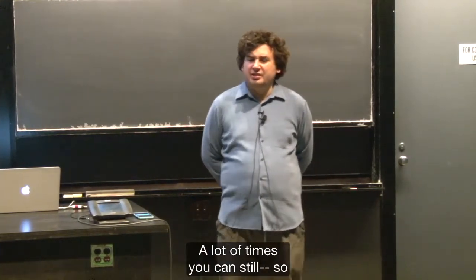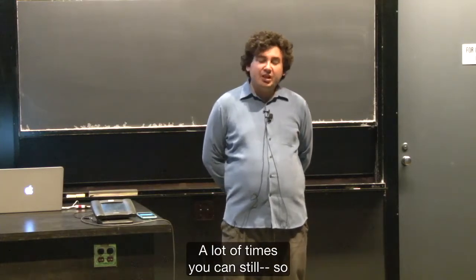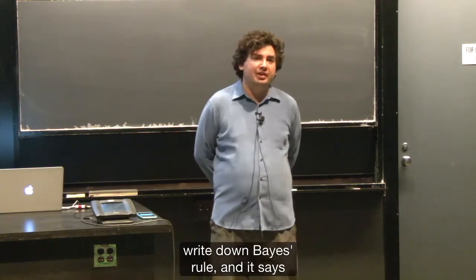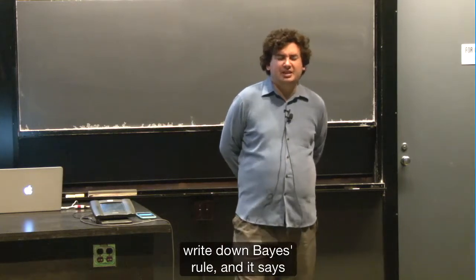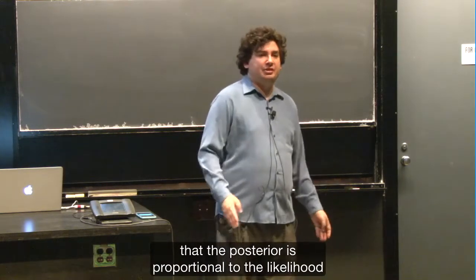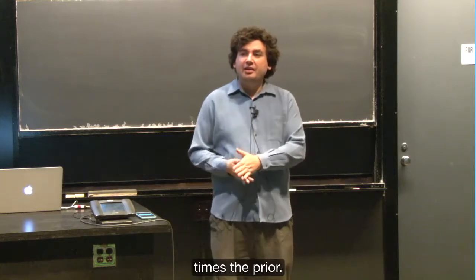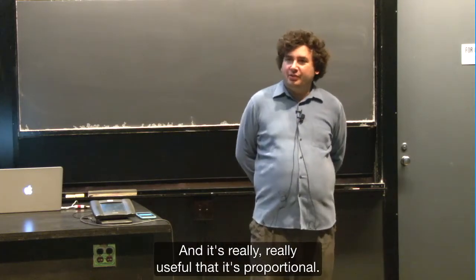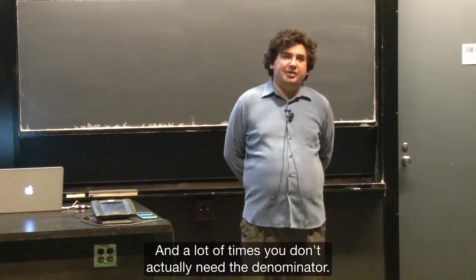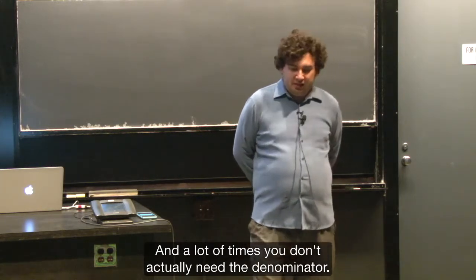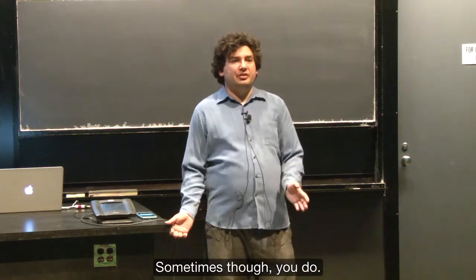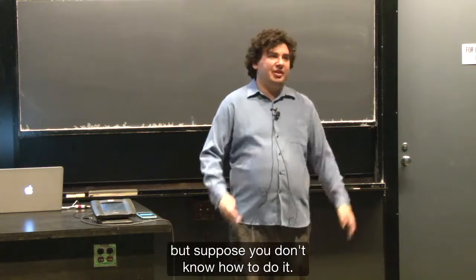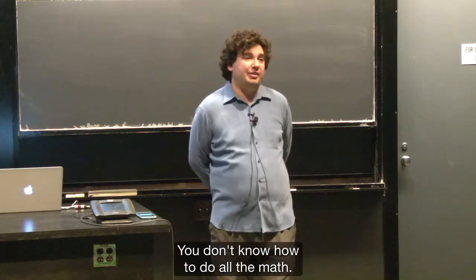A lot of times, if you're dealing with a continuous problem and you write down Bayes' rule, it says that the posterior is proportional to the likelihood times the prior. And it's really, really useful that it's proportional, and a lot of times you don't actually need the denominator. Sometimes, though, you do. Let's say you want to compute the posterior mean, but suppose you don't know how to do all the math.